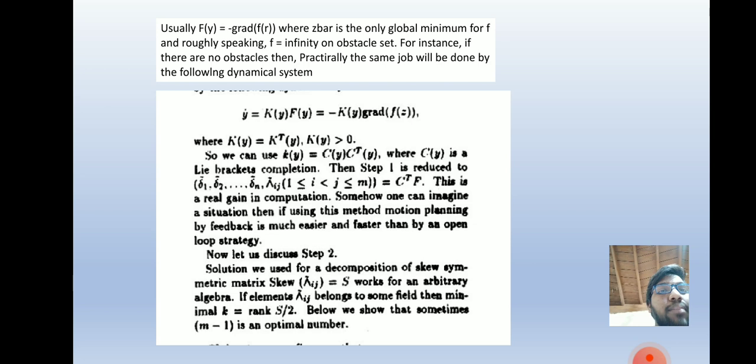Now let us discuss step 2. What is step 2? The solution we used for decomposition of a skew symmetric matrix is skew of that is equal to S. It works for an arbitrary algebra. If the elements a bar of ij belong to some field, then the minimal k is equal to rank of S by 2. Below we show that sometimes m minus 1 is an optimal number. Next, probably m minus 1 is a minimal number for a dimensional analog of a.